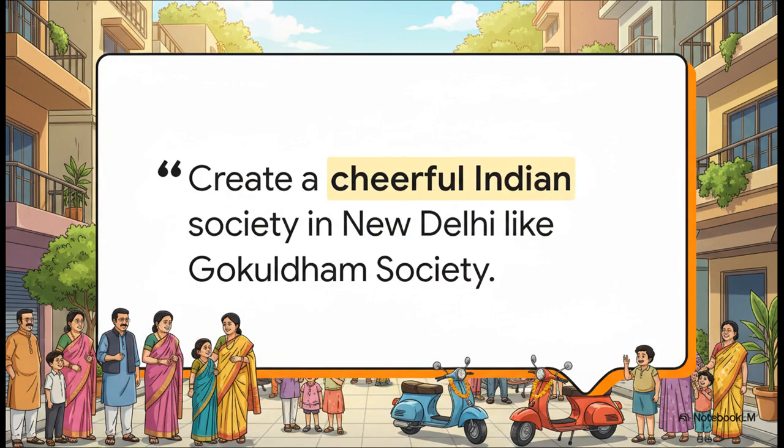Say, you need an image of a super vibrant community. You don't need to assign the AI a role for this, you just need incredibly vivid details. Look at this highly cultural prompt. Create a cheerful Indian society in New Delhi, like Gokuldham Society. Show families, scooters, and plants around. Bright, colorful, and happy atmosphere. The AI takes all those specific little elements and instantly builds a custom visual asset for you.